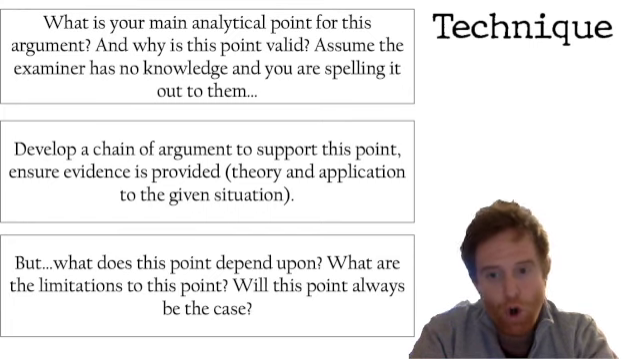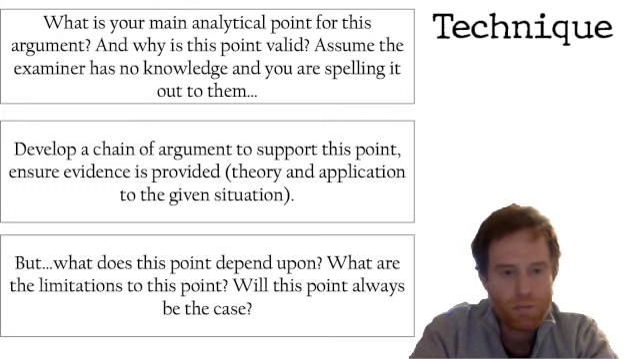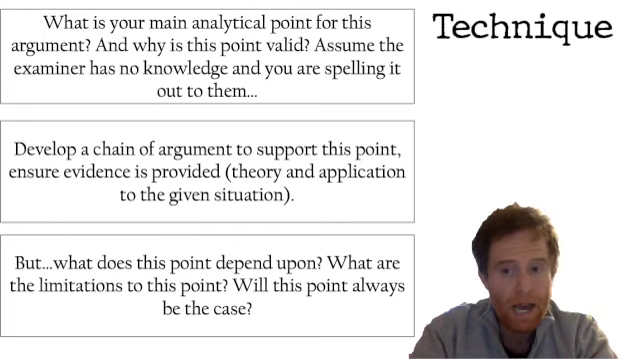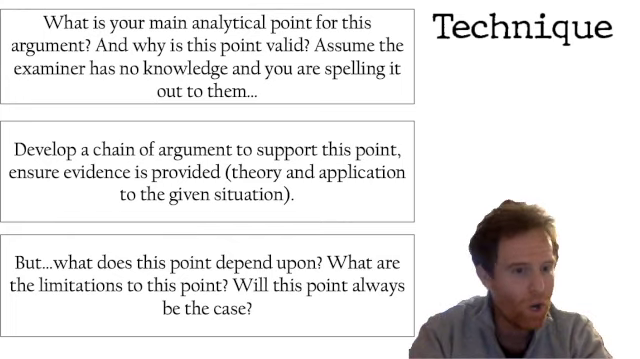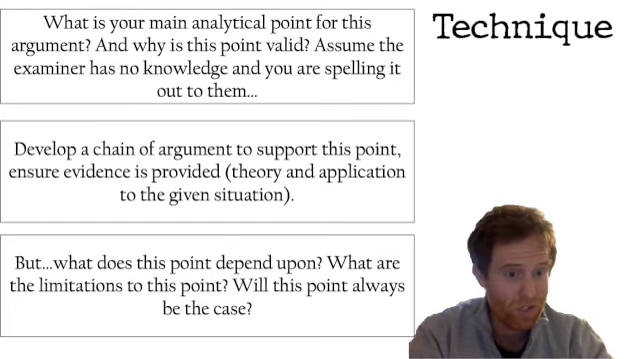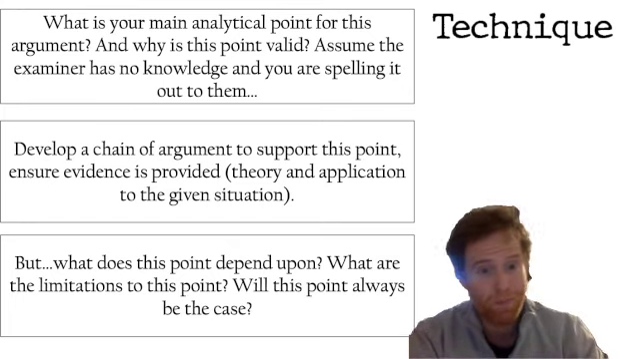Now, for your other argument, just follow the same structure, the exact same structure, but based on that argument. So that's your second argument. Again, what is that argument? What is that point? Why is that a valid point? What are the development strands in terms of evidence and theory? What does it depend upon?